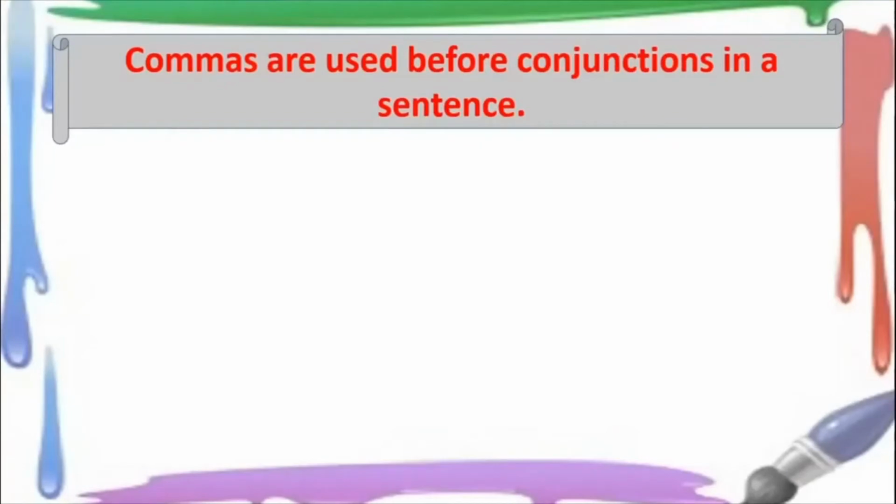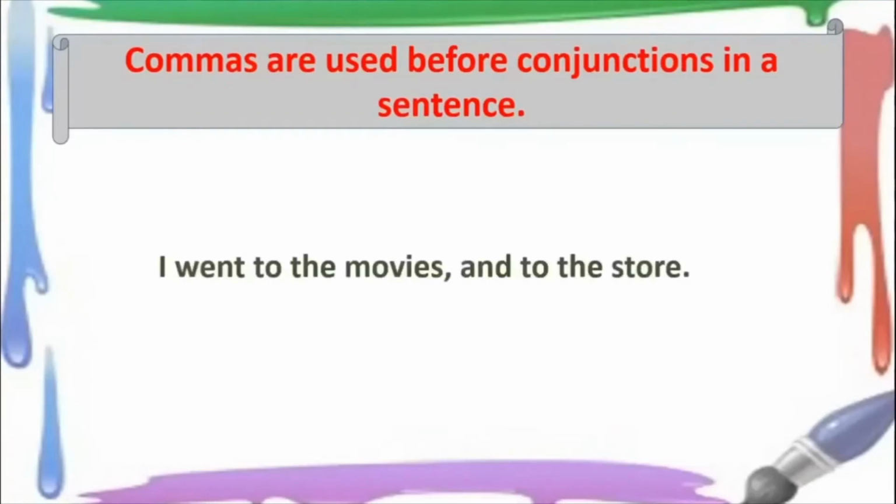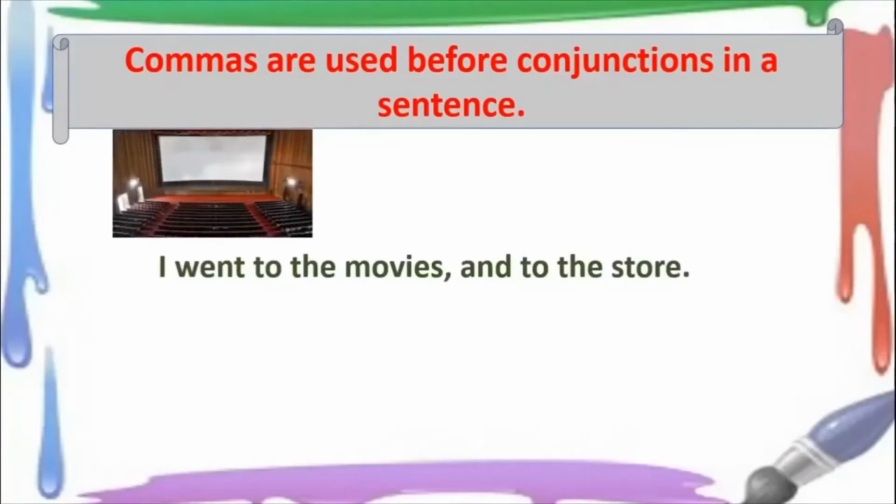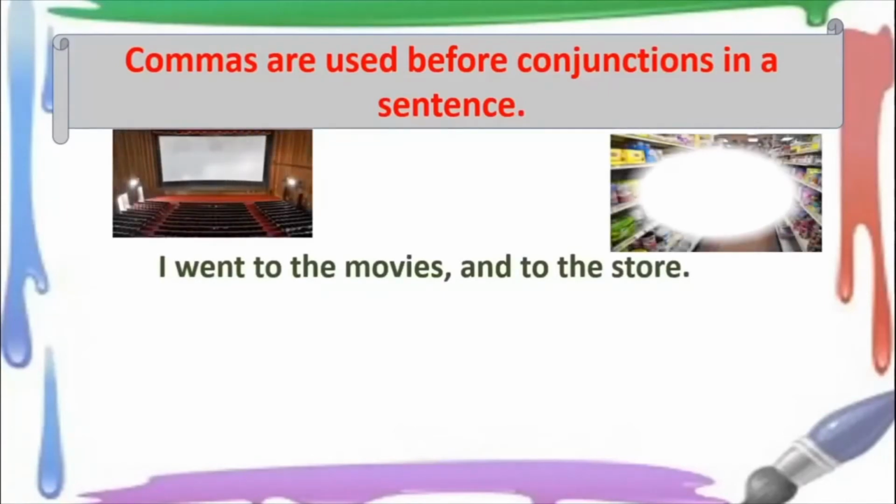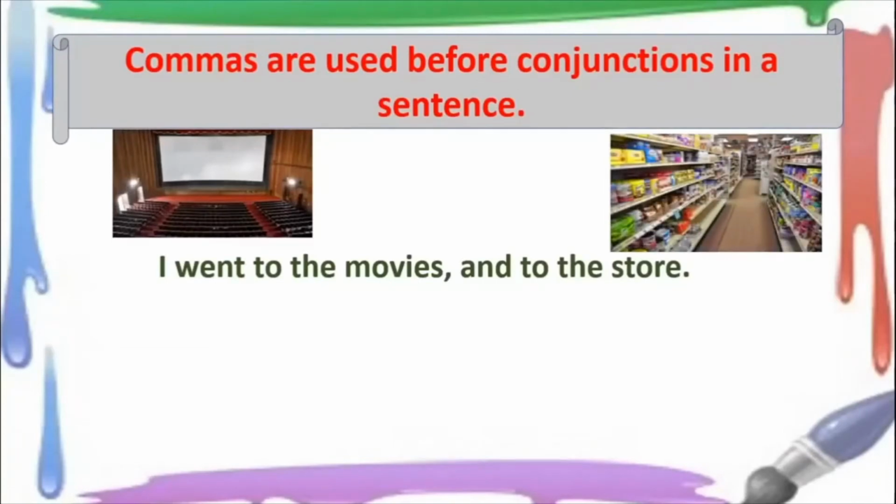Commas are also used before conjunctions in a sentence. Which is a conjunction here? It is "and." So, I went to the movies and I went to the store. A conjunction is used to join two sentences together. So: I went to the movies, comma, and to the store. Okay, so I've used the conjunction "and" here today.